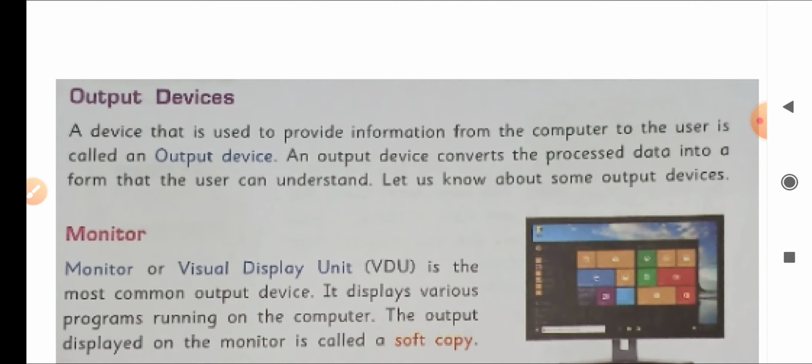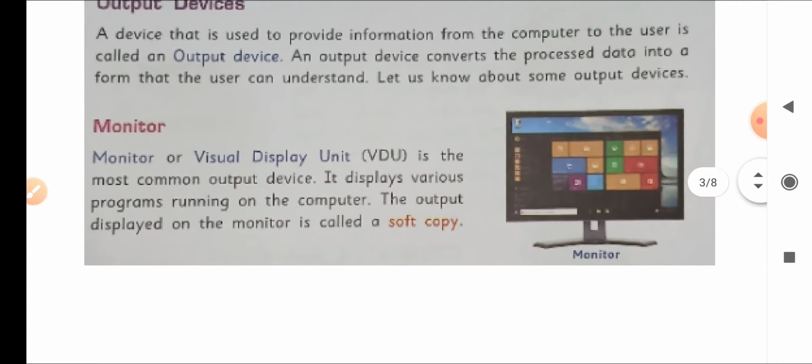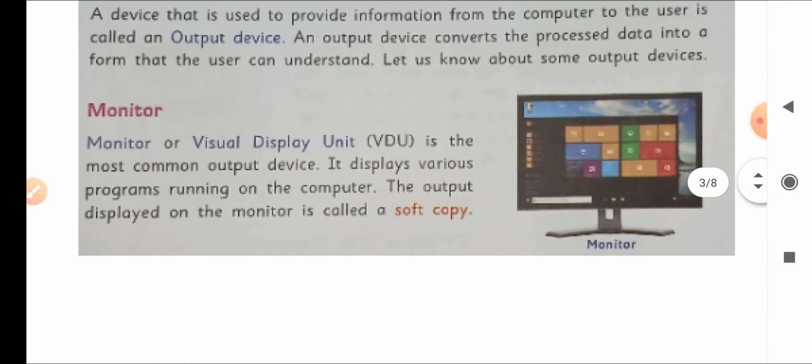So our first output device is monitor. You all are very familiar with the monitor. Monitor, also called VDU, that is visual display unit, is the most common output device. It displays various programs running on the computer. The output displayed on the monitor is called a soft copy. Why is it called a soft copy? Because we cannot touch it but we can see it.